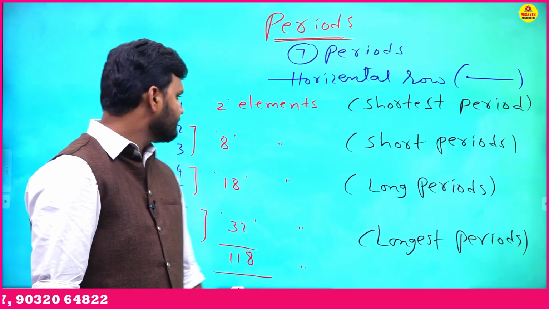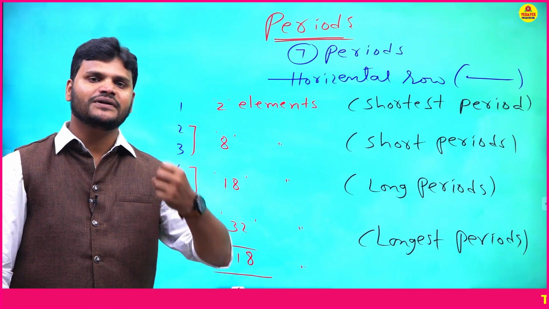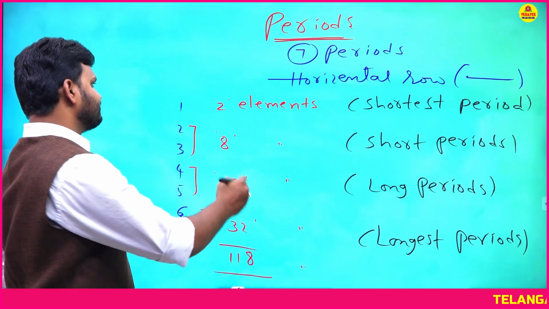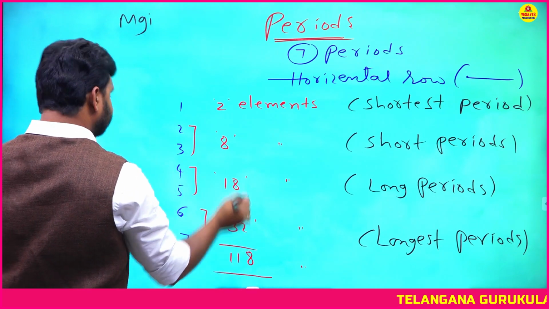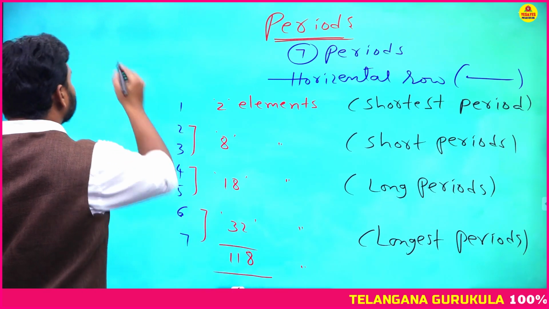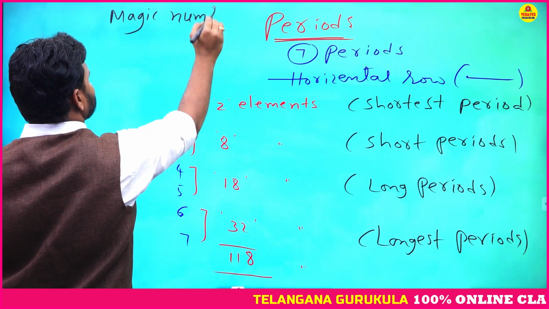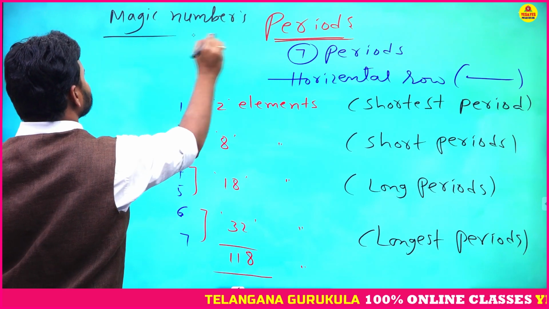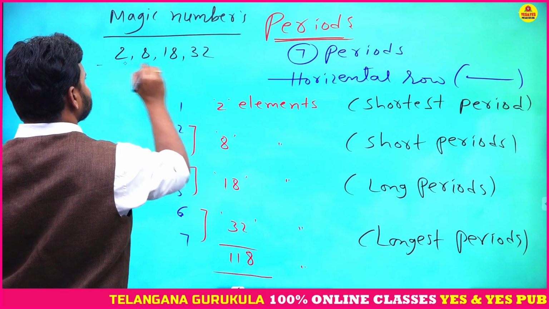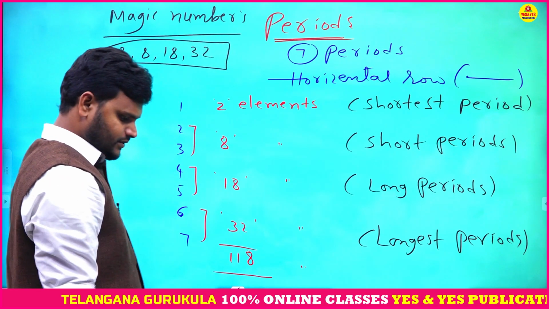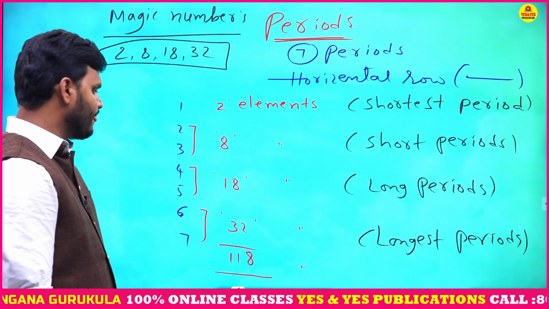Is it clear? Actually 2, 8, 18, 32. These numbers are called magic numbers in chemistry. What are magic numbers? These are magic numbers: 2, 8, 18, 32. A very important point. Is it clear? Okay. Next.